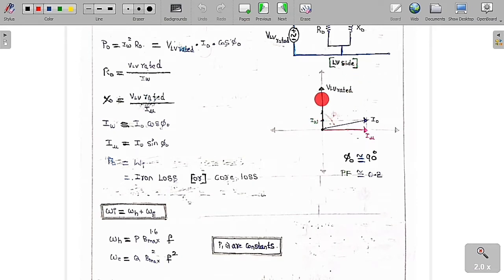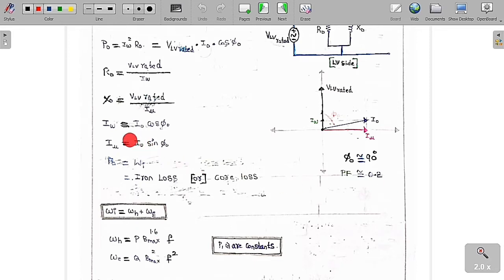Now I am going to draw the phasor diagram. This is V LV rated and this is the current IW, because they are both in phase because of the resistor, whereas I mu is going to lag the voltage because it is the inductor. Current is going to lag here. So this is I mu. The vector sum of these two vectors is called I0, and the angle between the supply voltage and the supply current is called the power factor angle. Here phi naught is nearly equal to 90 degrees. It means that I mu is always higher than IW. Therefore the power factor is nearly equal to 0.2, a very low power factor.